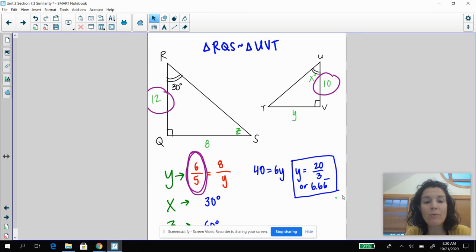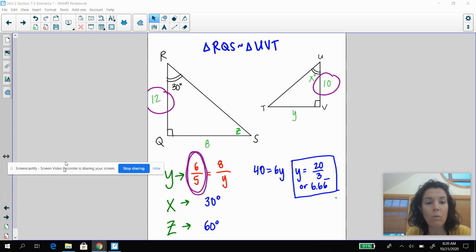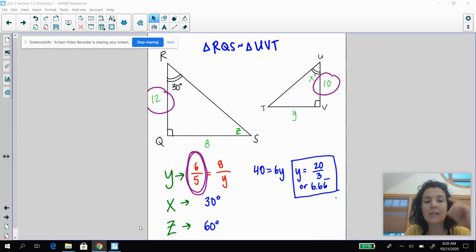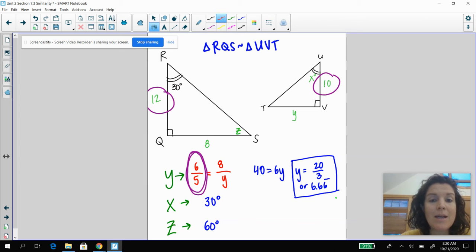All right. And then for x and z, see how we have x is going to be 30 because these are the corresponding angles that are congruent. And then you know that if this is a right triangle, you know that whatever is left over has to be 60 degrees because 30 plus 60 is 90. All right. So hopefully you felt good about that.